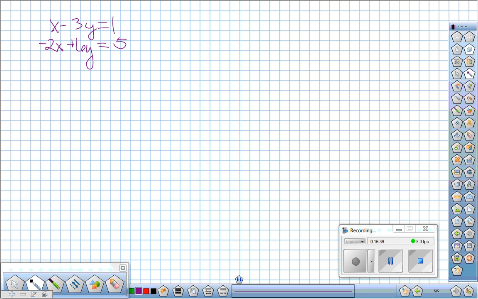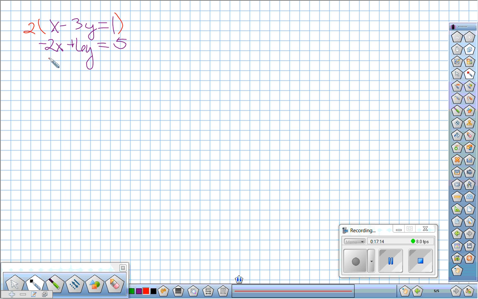Since I don't actually have any of the same numbers in front of anything, I'm going to multiply one of the equations by whatever I need to in order to eliminate a variable. I can multiply both equations if I need to. I'm going to multiply this top equation by 2 because I can see quickly that the x's will cancel out. Then I'm going to rewrite the equation underneath and ignore the top equation.